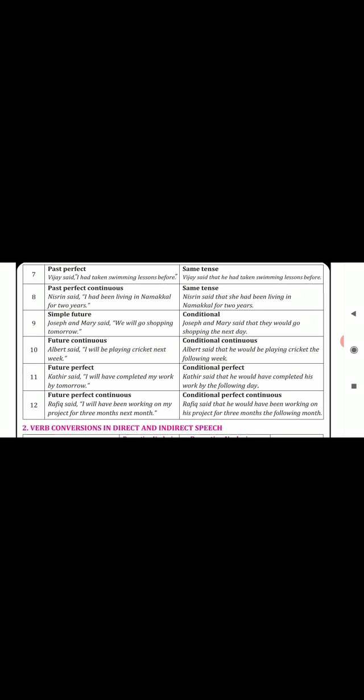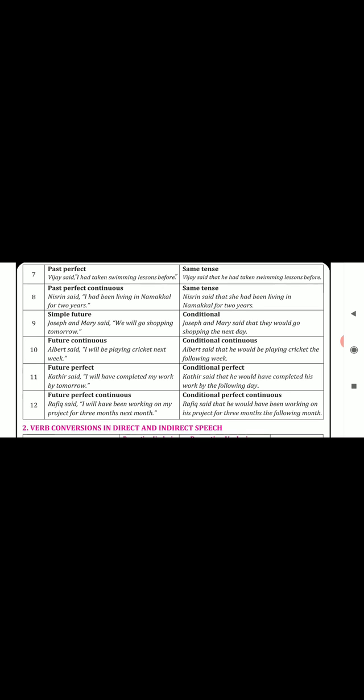And then the same procedure is followed in past perfect continuous tense. So let us learn with an example. Nisruddin said, "I had been living in Namakkal for 2 years." So here in the reported part the verb is had been living. This is past perfect continuous. In indirect speech also we have to use the same tense. Nisrin said that she had been living in Namakkal for 2 years. So here the verb had been living, the same tense is used.